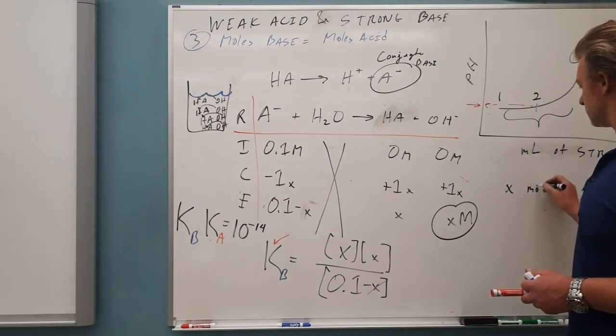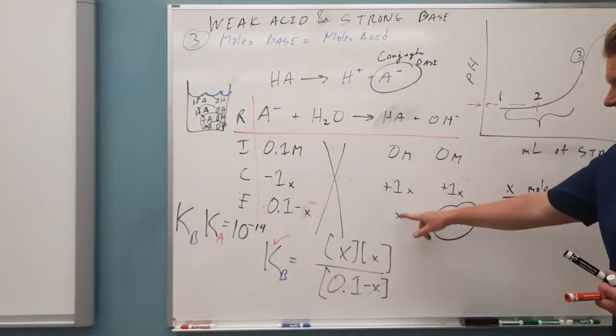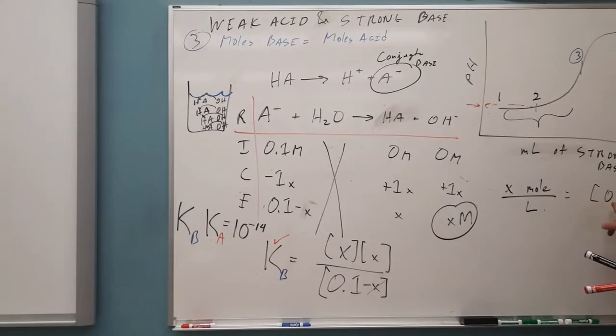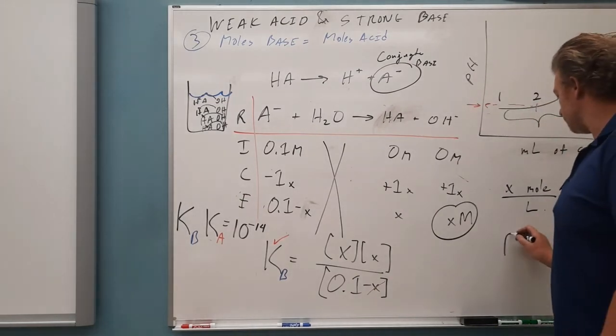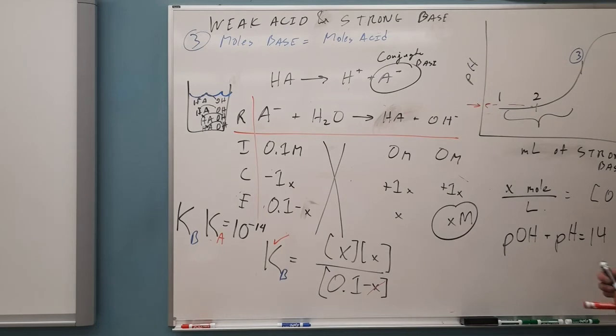X is the moles per liter of our base OH minus. It's also the same value of this one right here, but this is the one we're focused on right here. OH is not pH. We're trying to find pH right here. We have a second relationship that pOH plus pH equals 14.